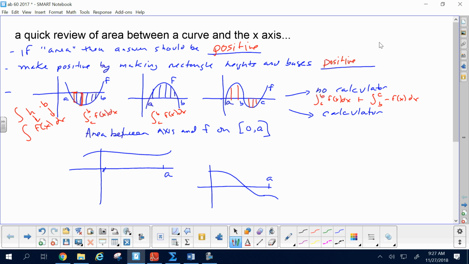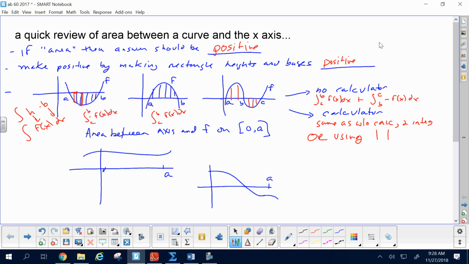Now, if you're doing this problem with a calculator, you actually have two options. You could do it the same as above and do two integrals. But when you have a calculator, because the calculator does numerical calculations, it can also handle this by using absolute value.